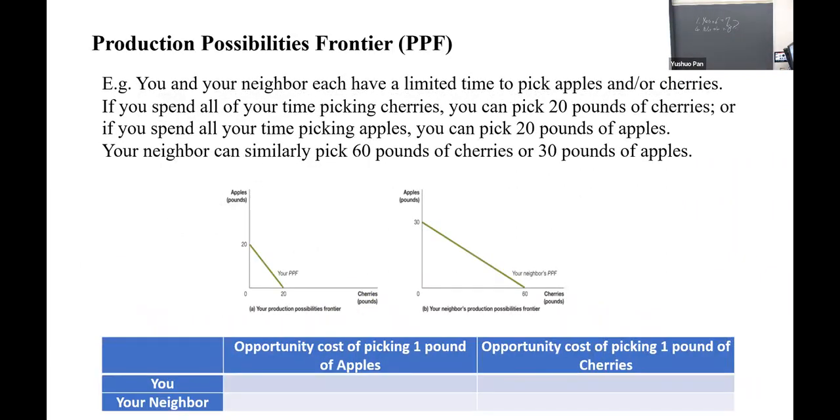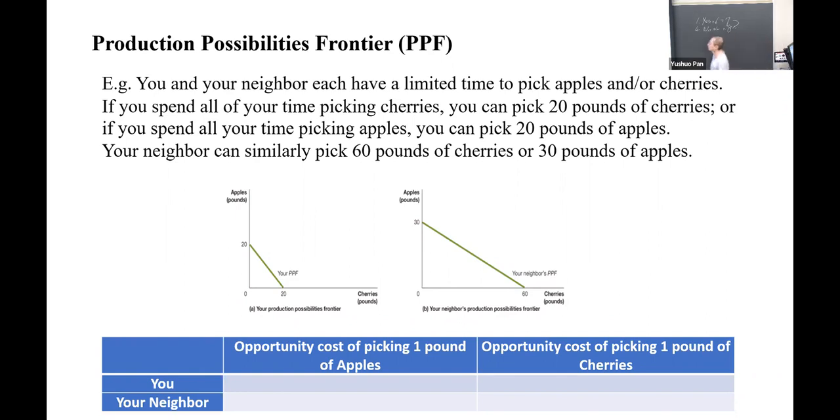Next one is how to calculate the opportunity cost. As economists, we need to decide what resources we need to put into producing one product, what product we should produce more, and what product we should produce less. In that way, we should calculate the opportunity cost. When the opportunity cost is lower, we should produce that product, right? If the cost is too high, we need to give it up because it's not worth it.